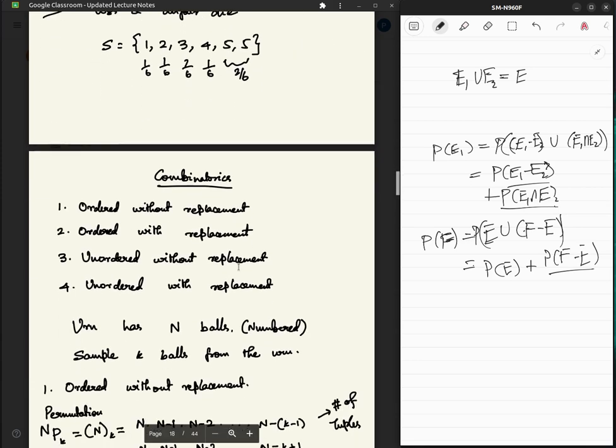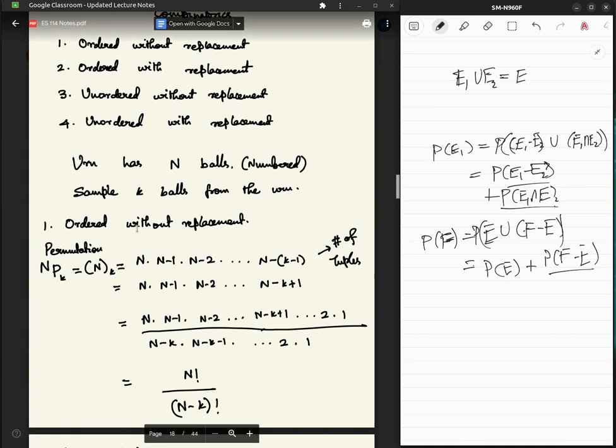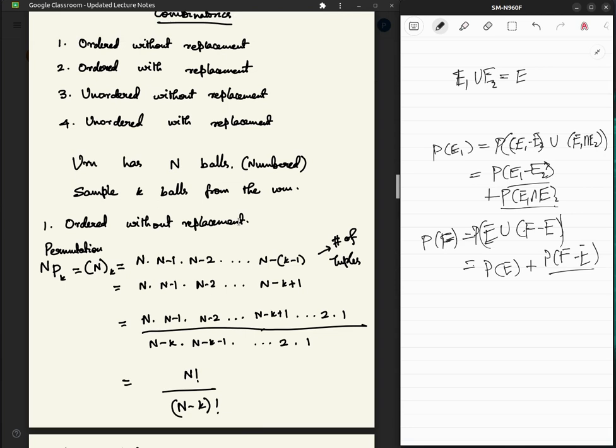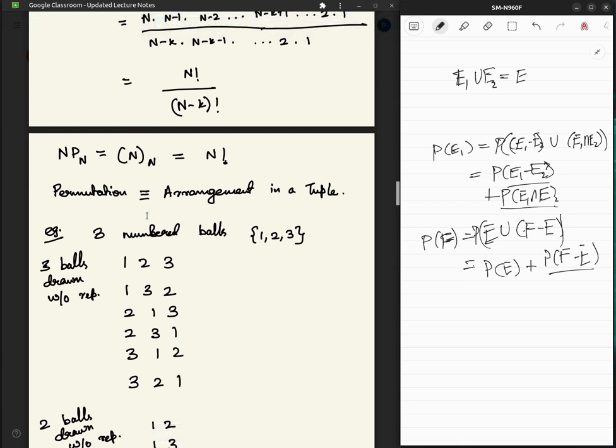Okay, combinatorics. First is ordered sampling without replacement. What? Without replacement. NPK, permuting K. Huh? What is he talking about? What replacement? Oh, so there's no repetition? That's what it's saying? I don't know. Move on. Permutation equal to arrangement, tuple. Yeah, sure. Okay.